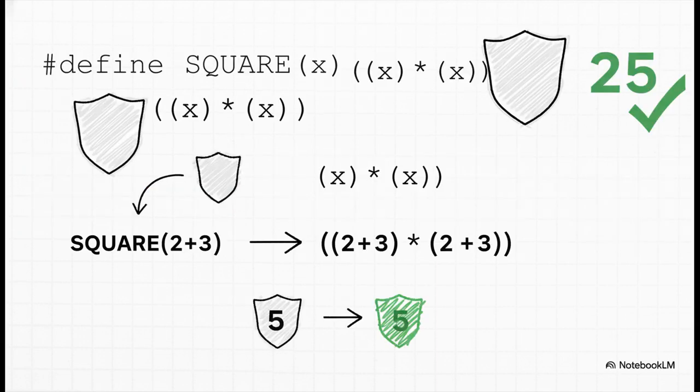The solution, and really this is the golden rule for function-like macros, is to get obsessed with parentheses. You need to wrap every single argument in its own set of parentheses, and then wrap the entire expression in another set. This forces the correct order of operations no matter what you pass into that macro.